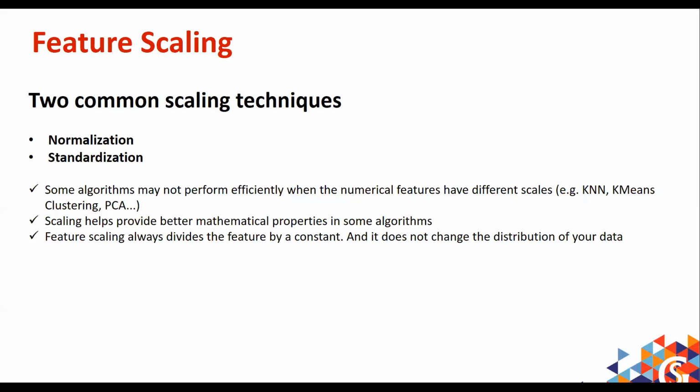Scaling helps provide better mathematical properties in some algorithms, and feature scaling always divides the feature by a constant, and it does not change the distribution of the data. It means scaling will not change the distribution of your data. It will just use a different scale for all the features on which you want to do normalization or standardization. That technique is called scaling, and we can achieve it through normalization and standardization. There are different ways to do that, with different formulas, like Min-Max is a formula, and Z-score is another technique, and there are various techniques we can utilize.